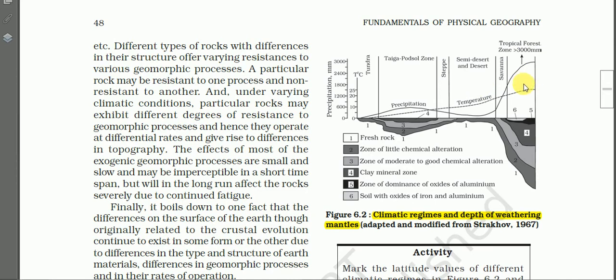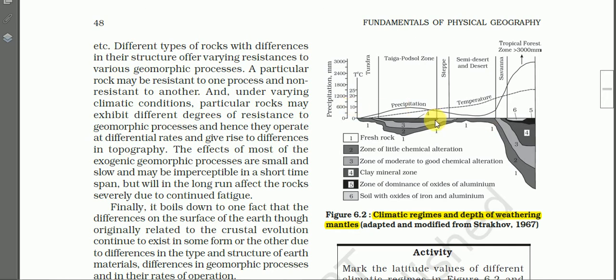And that is why the depth of the mantle here, as you see here, is very great. See here, the thickness of the weathering mantle is very high. Here it is very thick. Whereas here in these semi-desert areas, or in the desert areas, the amount of rainfall is very low, but the temperature is high, and hence the thickness of the mantle is small. Okay, so in this way you have to read this diagram.